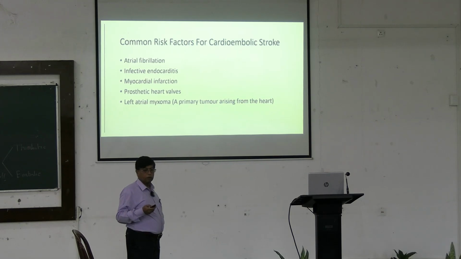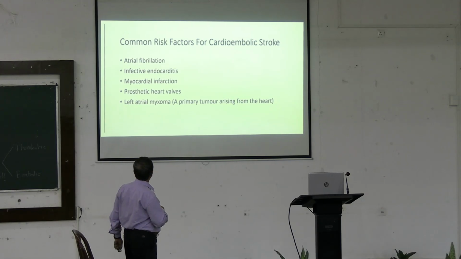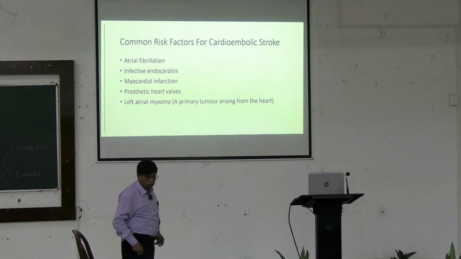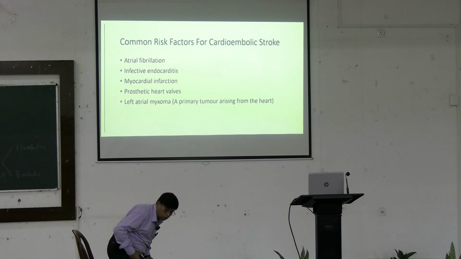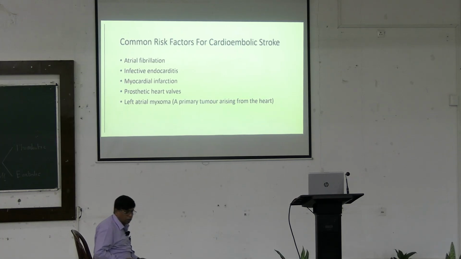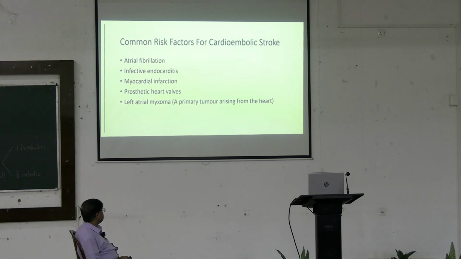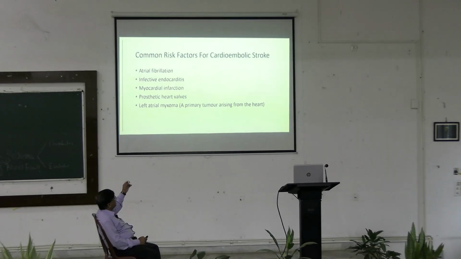Particularly the metallic valve is very prone to develop thrombus, because the artificial agents you are introducing in the heart will cause thrombus formation and may dislodge. And left atrial myxoma is another disease, a tumor that develops in the left atrium and also causes obstruction of the mitral area. It is therefore also an important cause of mitral stenosis. So, these are the cardioembolic strokes.